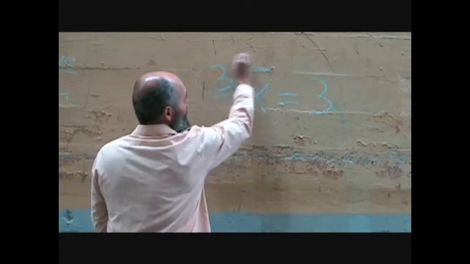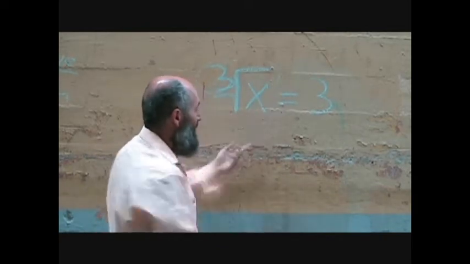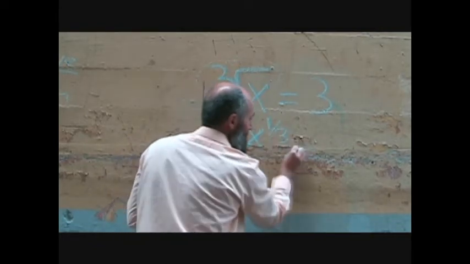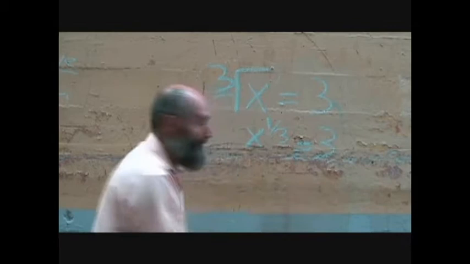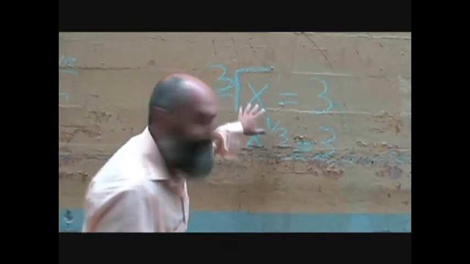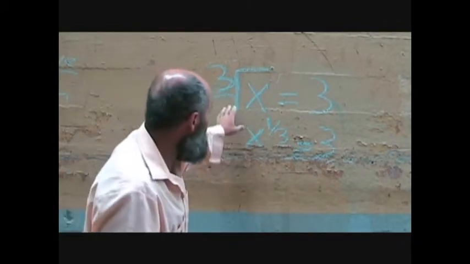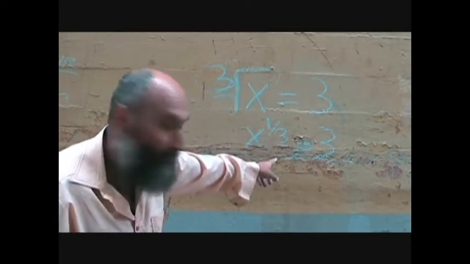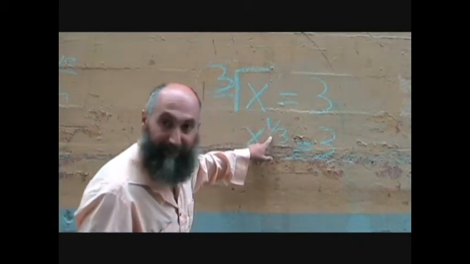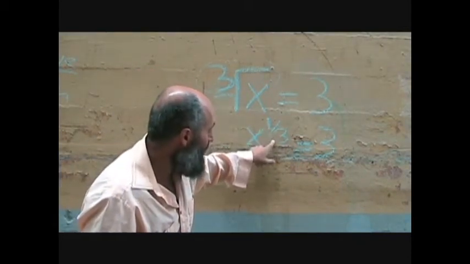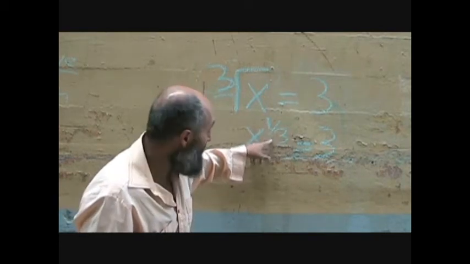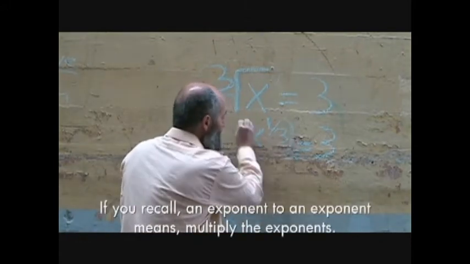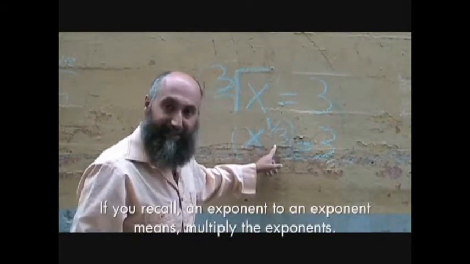So you grab the 3, bring it to the denominator of the power, so this just becomes x to the power of 1/3 is equal to 3. Now, you haven't done anything to this. You haven't reduced anything. All you've done is rewrite the radical as a power. Now, to get rid of this, you need to do the opposite in the power. That's 1/3, and to get rid of 1/3, you multiply it by 3/1. So what you can do is take this to another power.